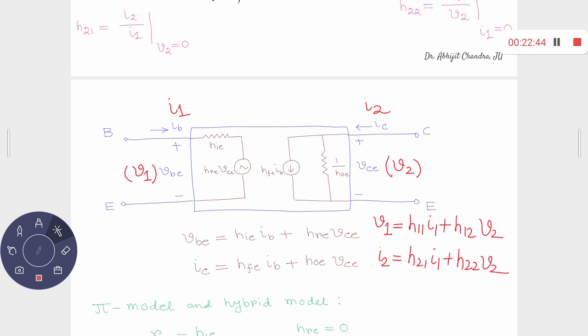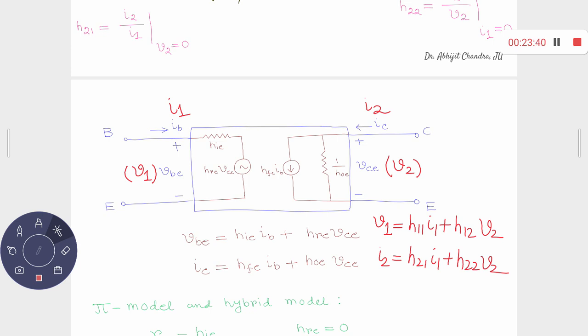Now, if the representation is VBE equal to HIEIB plus HREVCE, then how can I represent it in component form? This is the voltage VBE, and the current which is entering this particular port is IB. So you must be having some resistance, and this resistance is nothing but HIE, because one part of VBE is HIEIB, and this IB is entering through this. So HIEIB is some voltage, plus HREVCE, represented by means of another voltage dependent voltage source, HREVCE. So that voltage is a function of your output voltage over there. Okay? So VBE is nothing but HIEIB plus HREVCE.